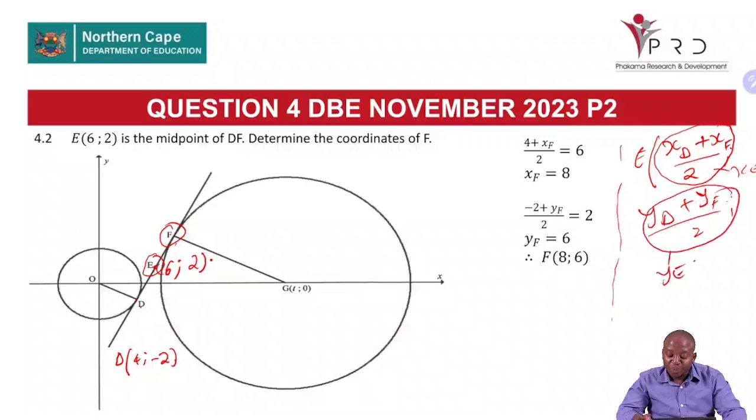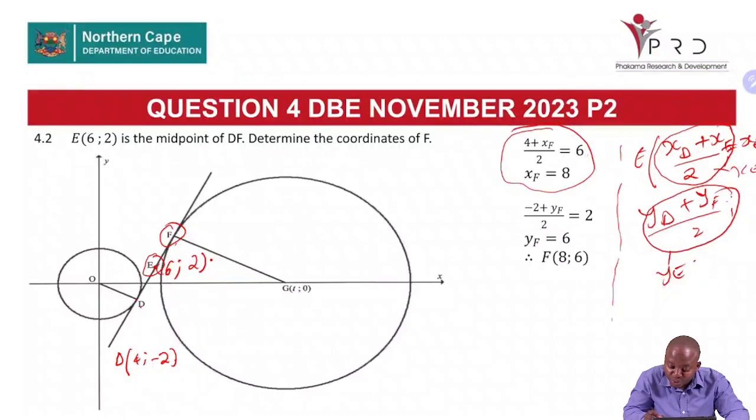Now, what do we do? The first part gives us the X coordinate of E. That means this is equal to XE. So XE is XD plus XF over 2. XD is 4, XF is what I'm looking for, over 2. Then the X coordinate of E is 6, so it is equal to 6. Then XF, we solve it, is 8.